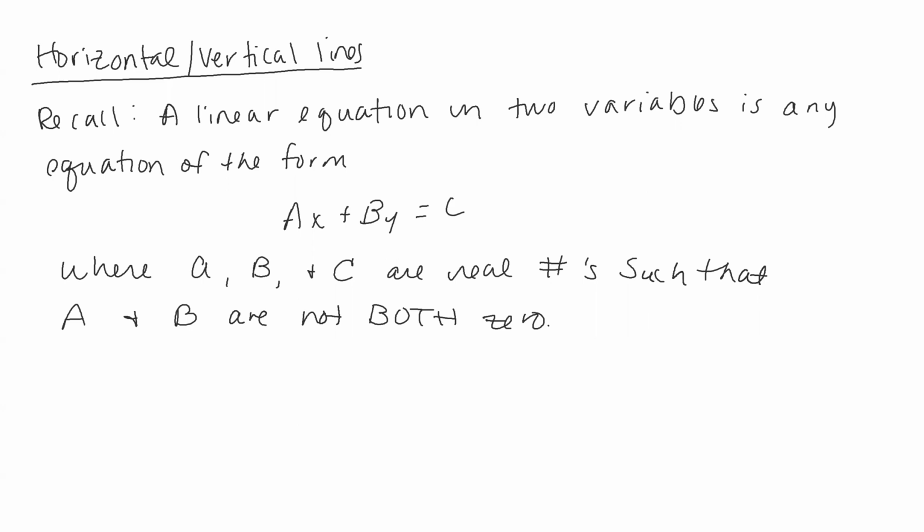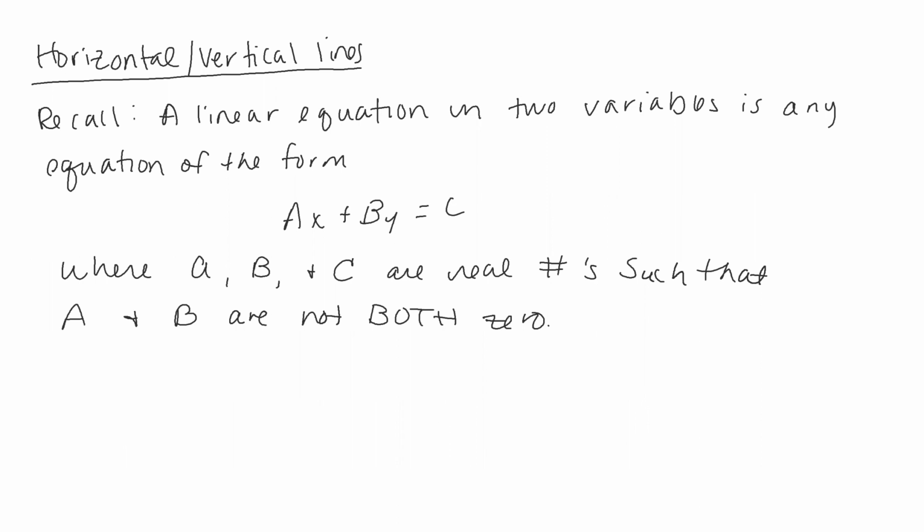A linear equation in two variables is going to have an x and a y. You know it's linear versus some other type of equation in two variables because the x and the y are raised to the first power. If I suddenly change that to ax squared plus by equals c, it would no longer be linear. They're not squared, they're not cubed, nothing like that. The coefficient of x, the coefficient of y, and that constant c are all just real numbers, so they could be fractions, decimals, integers, positive, negative, whatever. The only condition on a and b is that they cannot both be 0.